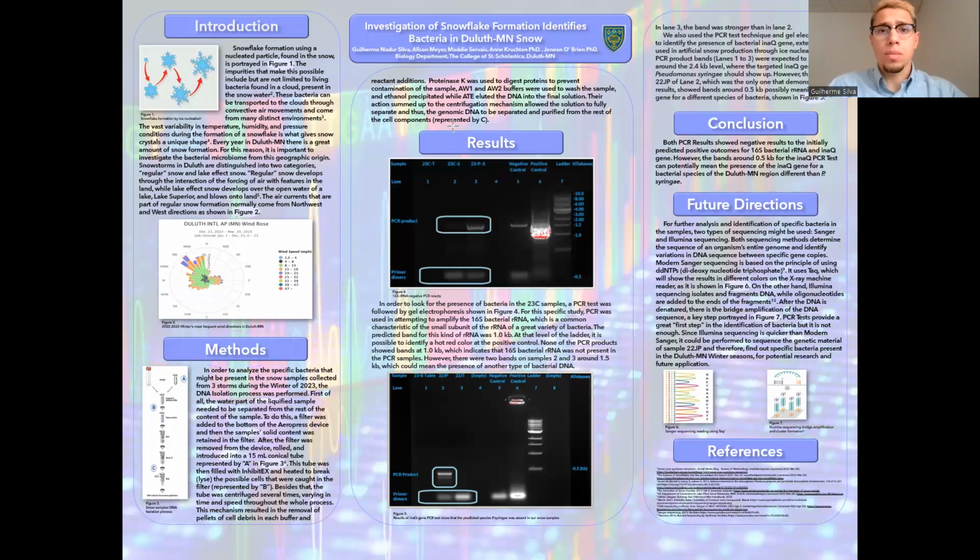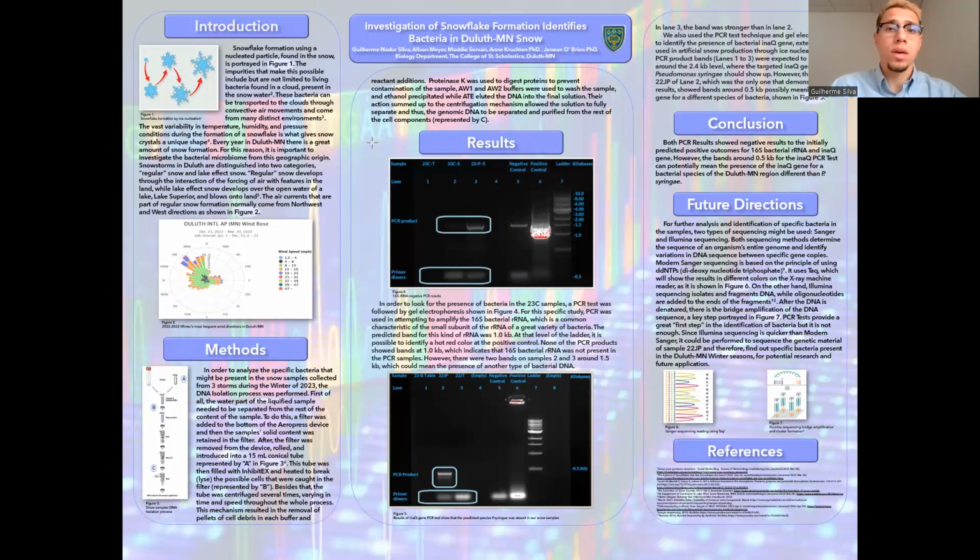Now talking a little bit about our results, we basically performed two PCR tests. The first of them was aiming for 16S bacterial rRNA, and the second one was aiming for the INAQ gene of Pseudomonas syringae, which is a bacterial species that is present regularly on snow.